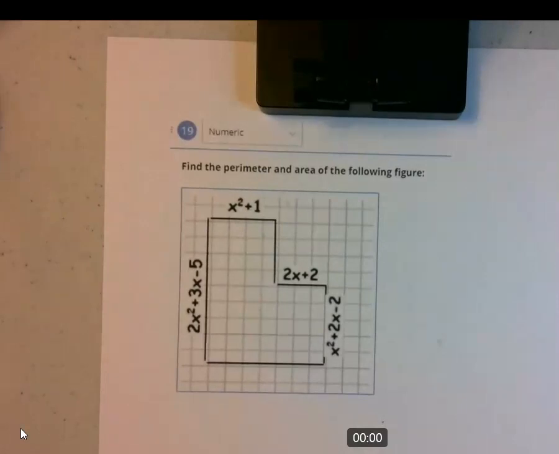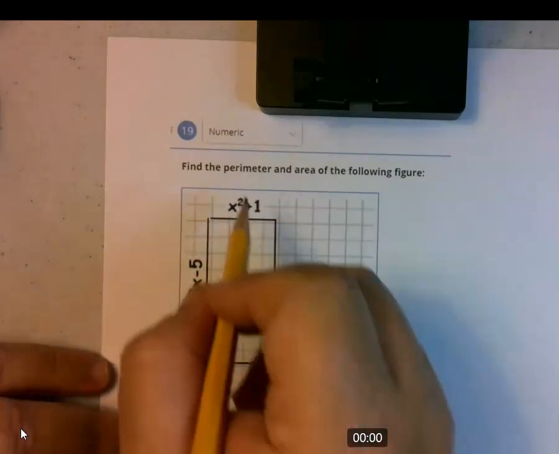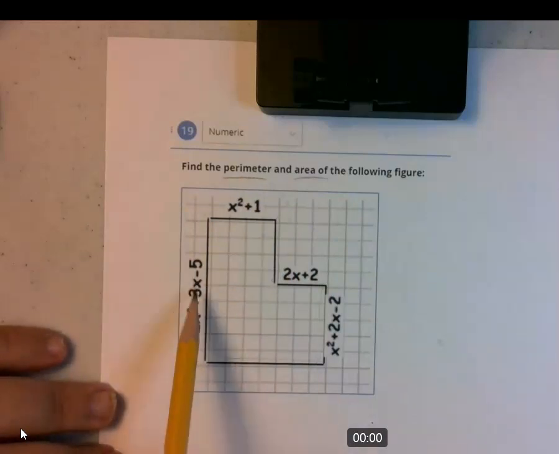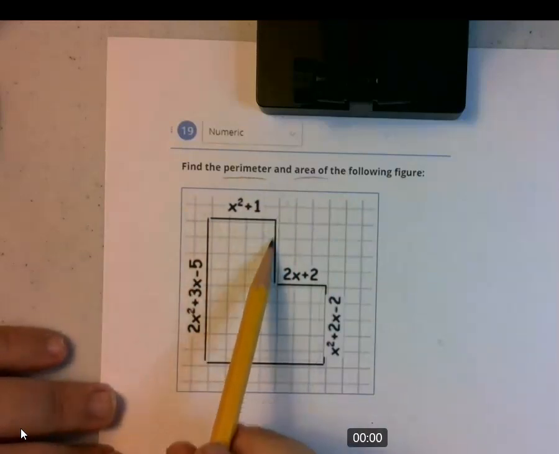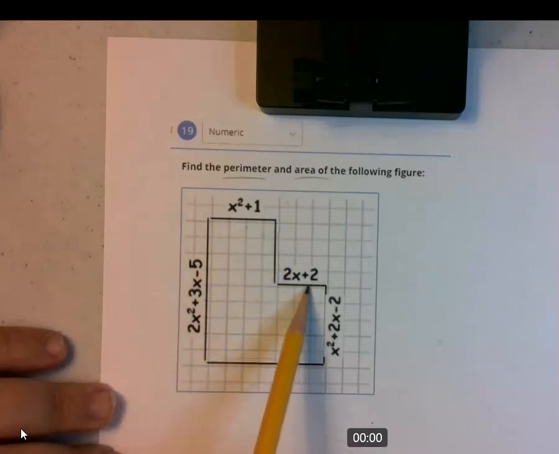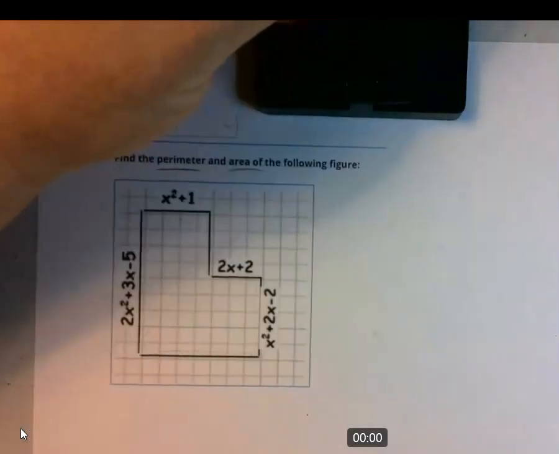Okay, so here we go. Perimeter is the distance around. So they want perimeter and area. What you're going to do is add this, plus this, which you don't know, plus this, plus this, plus this, which you don't know. But you can figure out those two don't knows. It's a little messy, but let's go ahead and do this together.